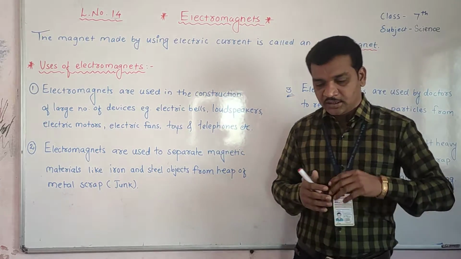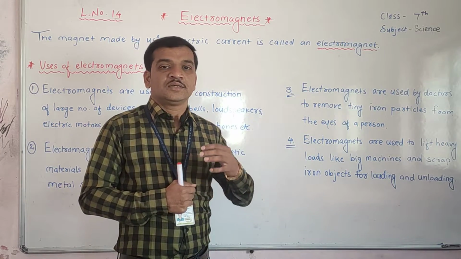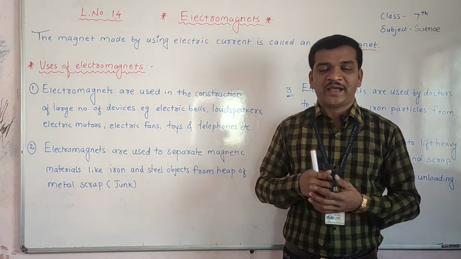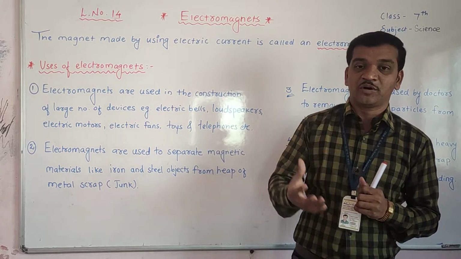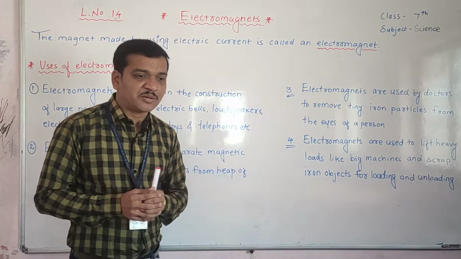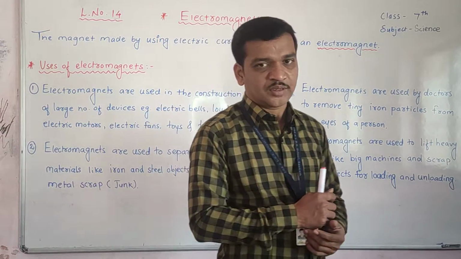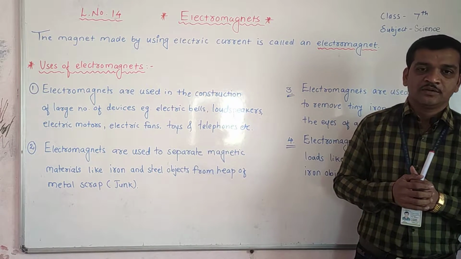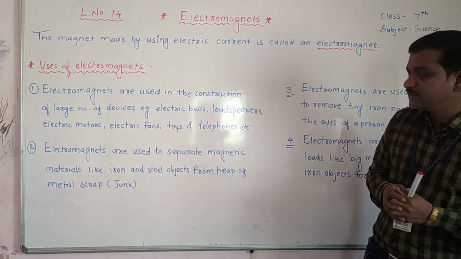So see students, in yesterday's video we learned about electromagnets, and how we can make an electromagnet with the help of a simple activity that I also explained to you. Now today we are going to learn about some uses of electromagnets. But before going to the uses, we will recall the electromagnet definition.